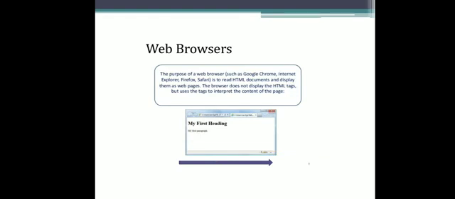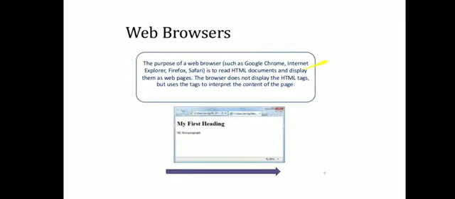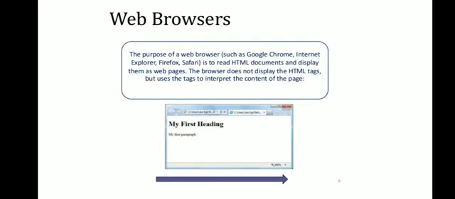Now let us know what is a web browser. A web browser is software which is used to view information on the web pages. There are different types of web browsers: Google Chrome, Internet Explorer, Firefox, Safari, and some others. A web browser is used to read HTML documents and display them as web pages. The browser does not display the HTML tags, but it displays the contents which are inside the tags. So the output will be displayed on the screen as shown here.